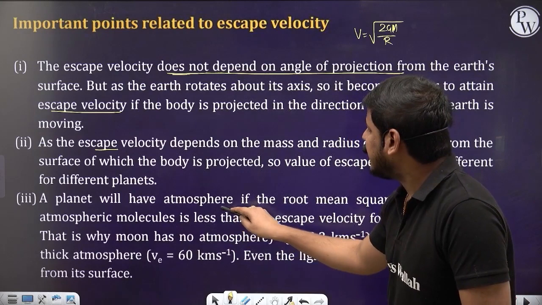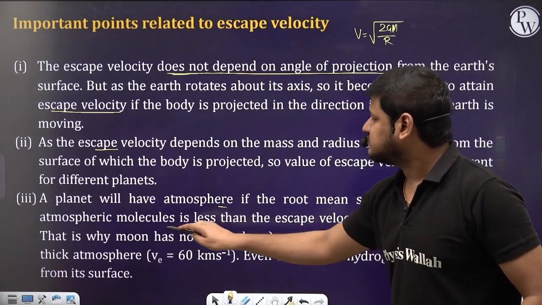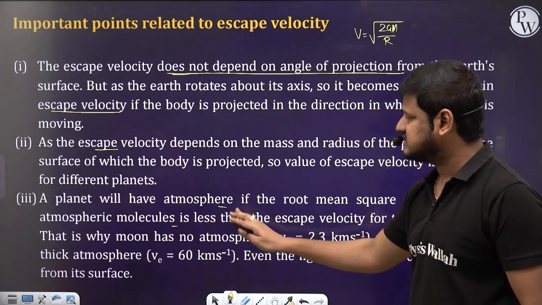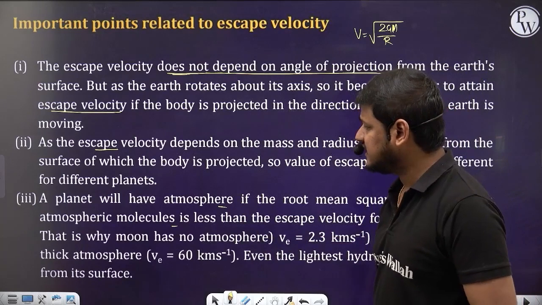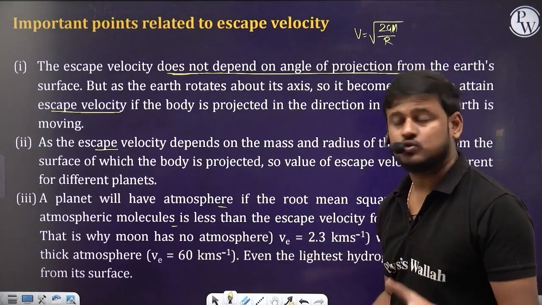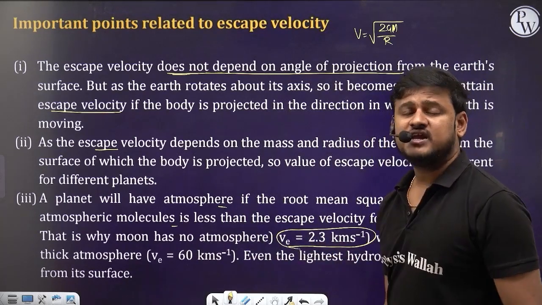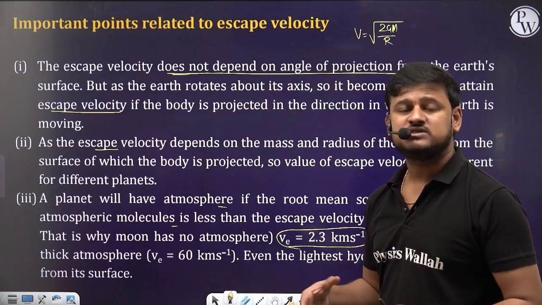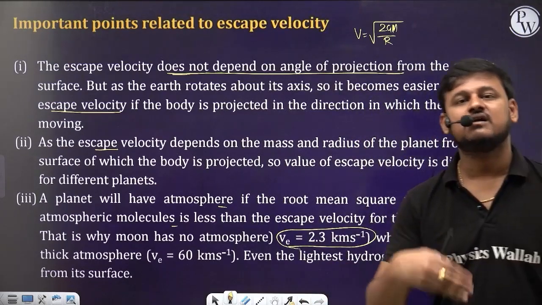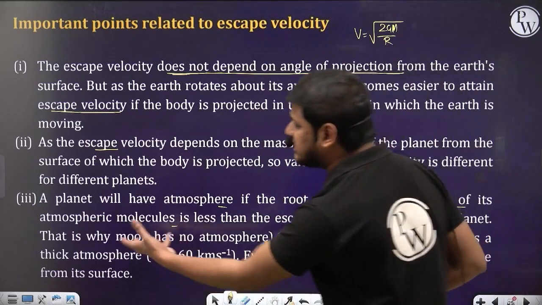A planet will have an atmosphere if the root mean square velocity of its atmospheric molecules is less than the escape velocity for the given planet. So this we'll see in kinetic theory of gases. That's why the moon has no atmosphere, whose escape velocity is simply 2.3 km per second. If you throw an object with 2.3 km per second on the moon, you can easily escape from its gravitational field.